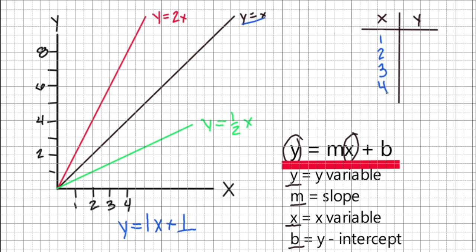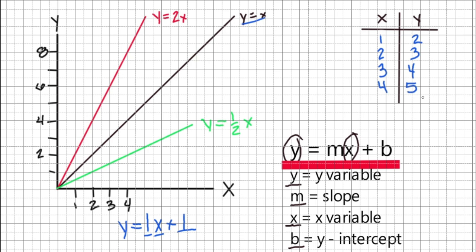1x times 1 is 1, plus 1 is 2. Okay, see how I did that? X is 1 times 1 is 1, and then you add b. So 1 plus 1 equals 2. Okay, so if x is 2, 2 times 1 is 2, plus 1 is 3. 3 times 1 is 3, plus 1 is 4. 4 times 1 plus 1 is 5, right?